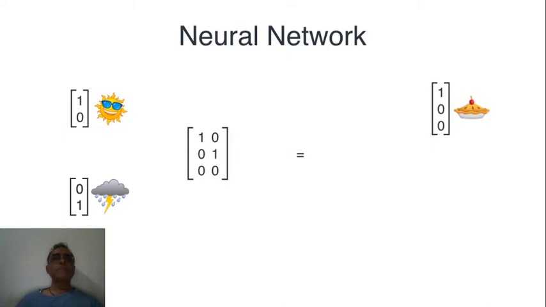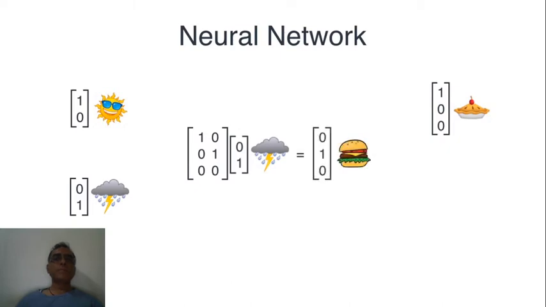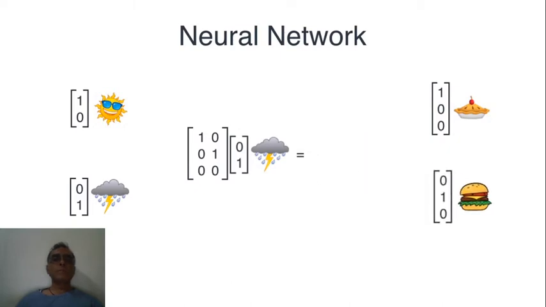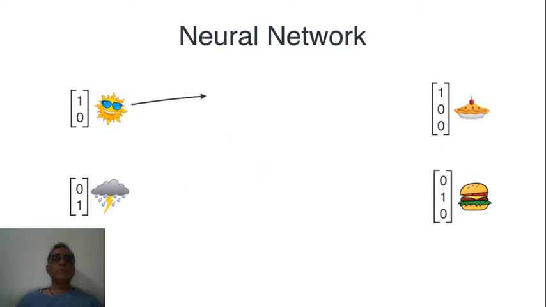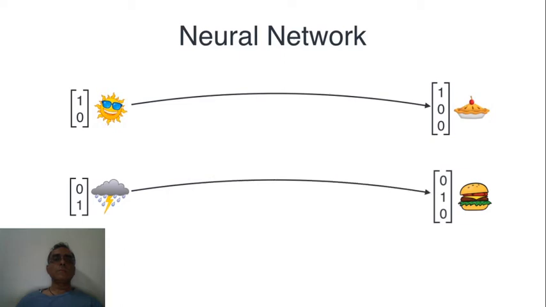And if I take the vector 0, 1 corresponding to a rainy day, the answer is the vector 0, 1, 0 corresponding to a burger. So this neural network is just a linear map that sends the sunny day to an apple pie and the rainy day to a burger.